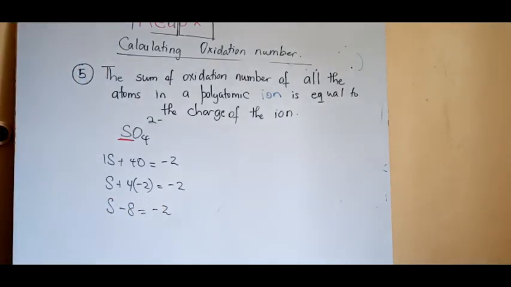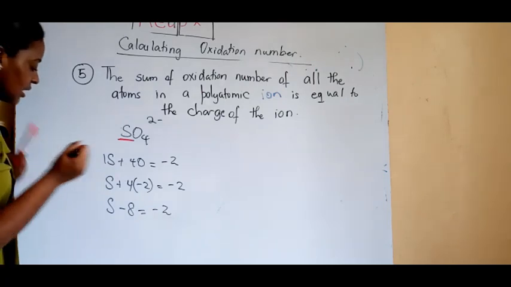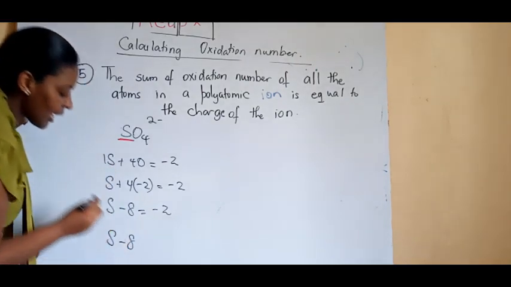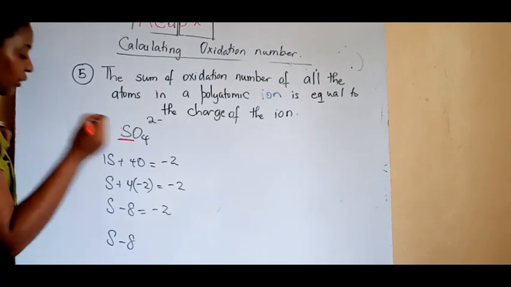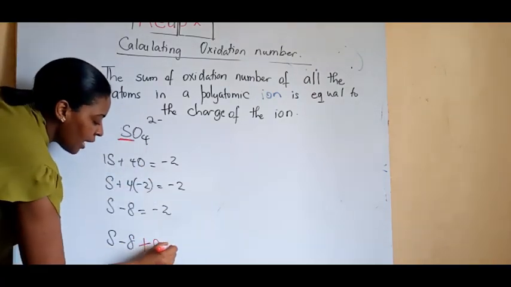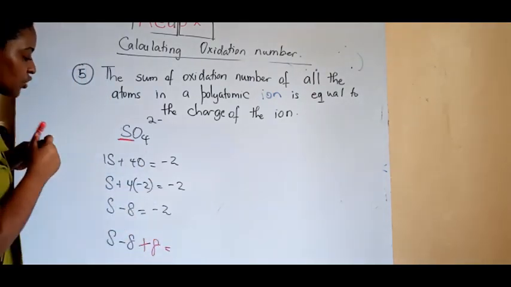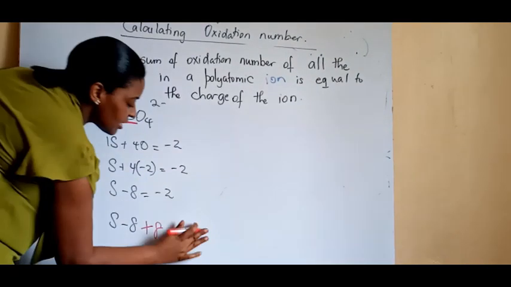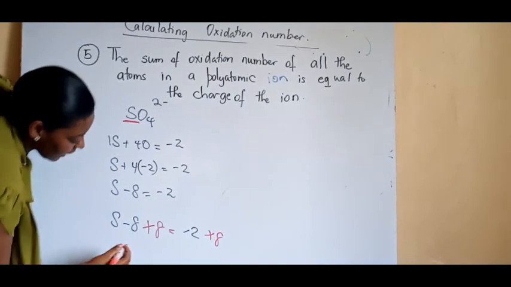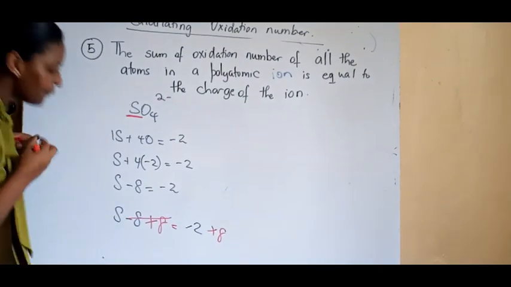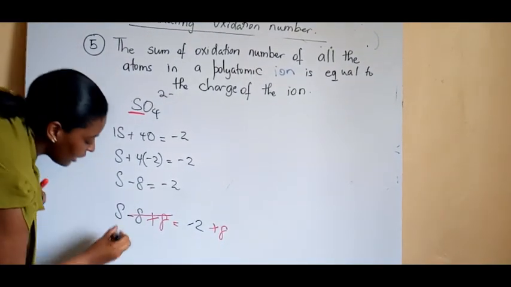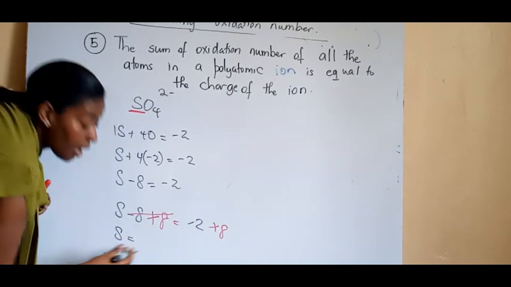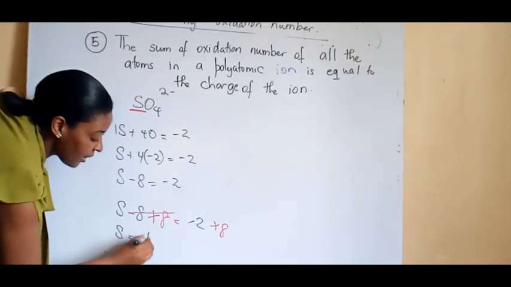We need to get S by itself. So in this scenario, we are subtracting 8 from S. To get S by itself, we're going to add back 8. And what we do on one side of the equation, we will do on the other side. So I'm going to add 8 right here. When I add 8, this goes away. So S is going to be equal to 6. But we can't write 6, we must say positive 6.